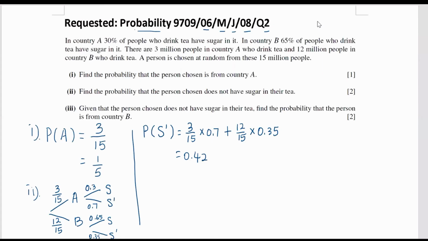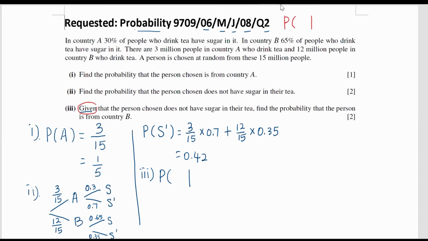Now we look at part 3. Given that the person chosen does not have sugar in their tea, find the probability that the person is from country B. So this question is asking about conditional probability. The keyword is given. So let me write down the formula.